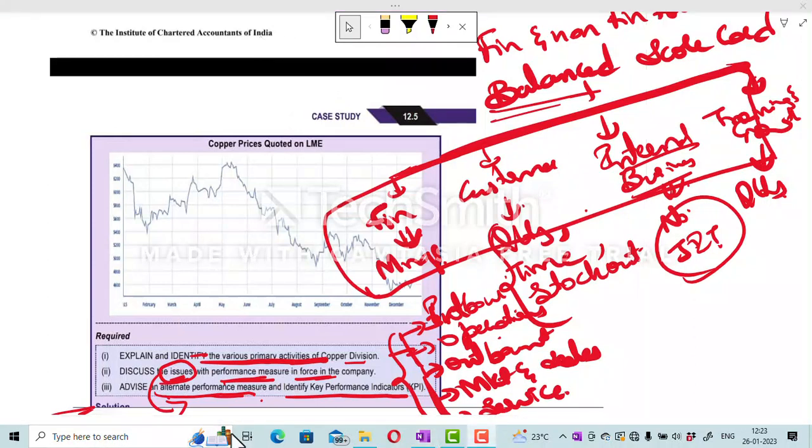See, advise alternative performance measure and identify key performance indicators. See, key performance indicators means what we should do to ensure that they have achieved that particular performance. Okay, see, alternative performance measure is balanced scorecard. In balanced scorecard, we need to answer whether we have concentrated on all these four factors: financial, customer, internal business, and training and growth.